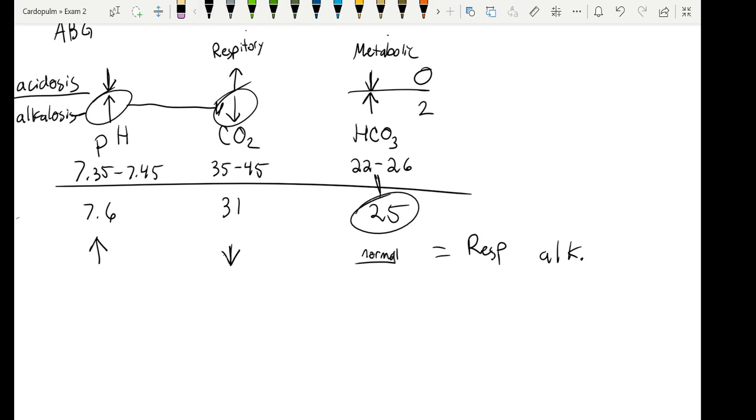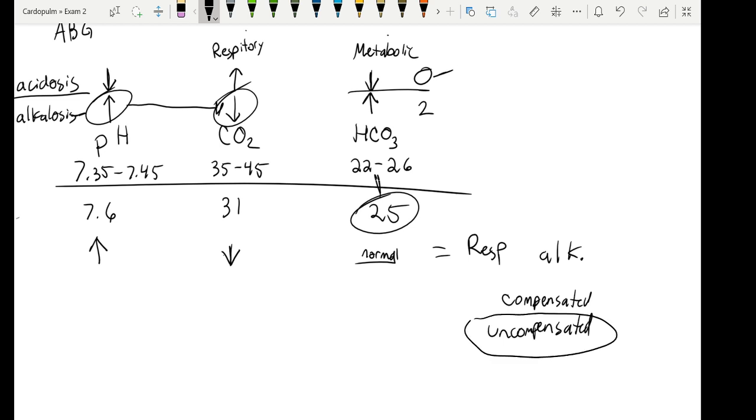Now then we've got a 2 and a 0. So what does that mean? Compensated or uncompensated? Since there's a 0 here, we know that we are uncompensated. Our body's really not trying to help us out any. So we are uncompensated respiratory alkalosis. And there you go.